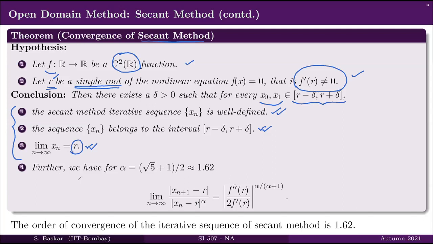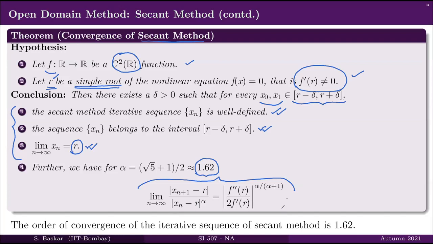And not only that, the theorem also gives you the order of convergence of the secant method, and the order of convergence is 1.62. How do we conclude this? We conclude this from this expression. I will explain this expression and also connect it with the definition that we gave in the first chapter of our course regarding what is meant by order of convergence.